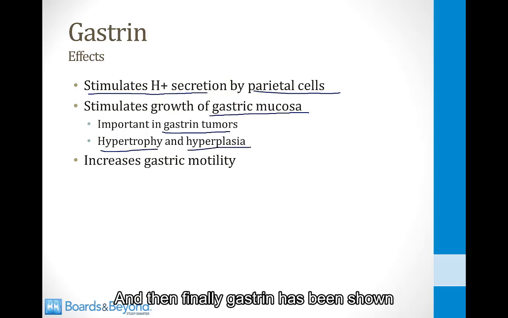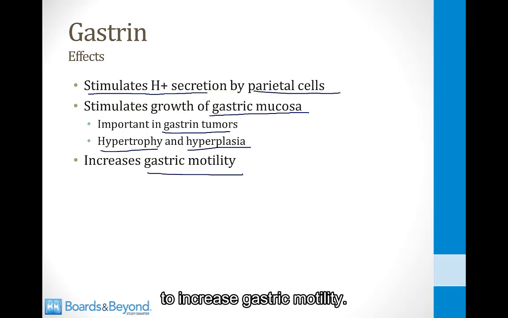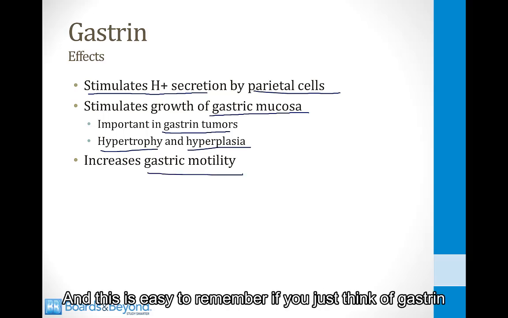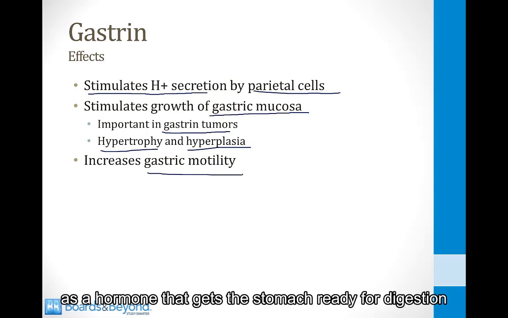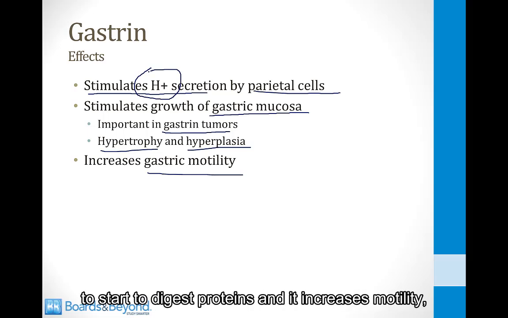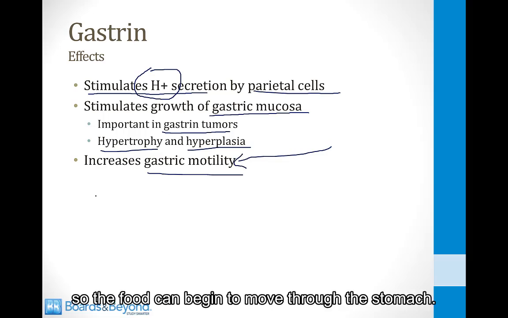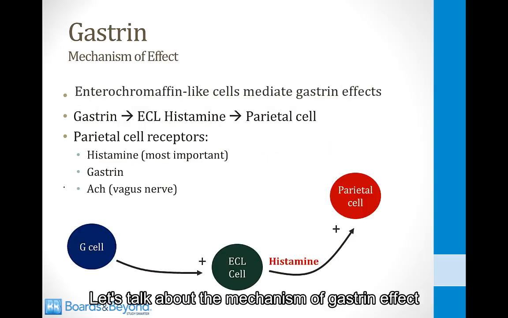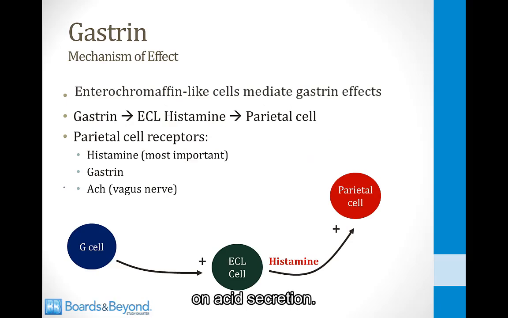And then finally, gastrin has been shown to increase gastric motility, and this is easy to remember if you just think of gastrin as a hormone that gets the stomach ready for digestion, starts pumping acid so that the pH will be low to start to digest proteins, and it increases motility so the food can begin to move through the stomach.